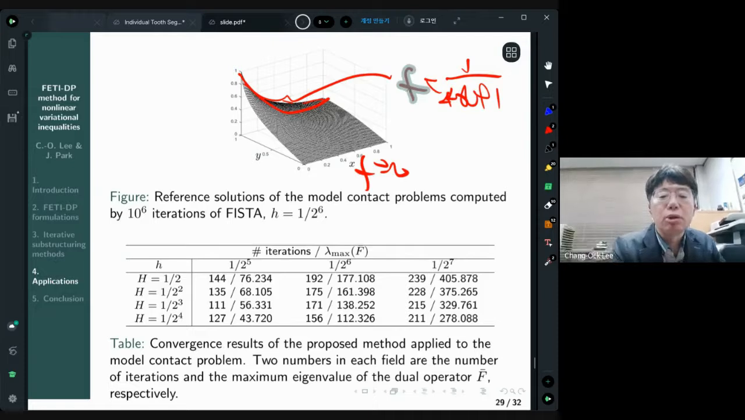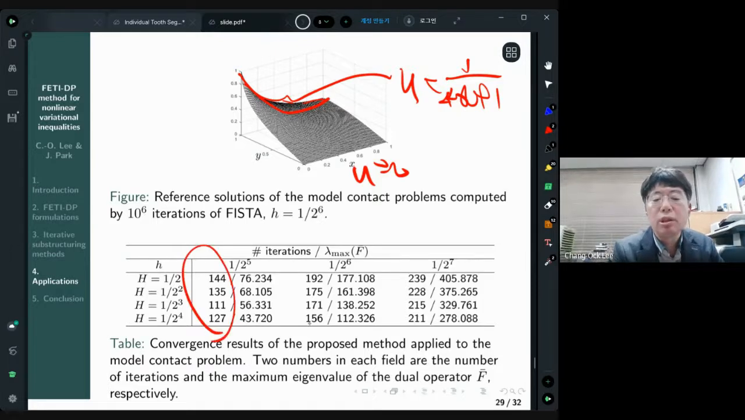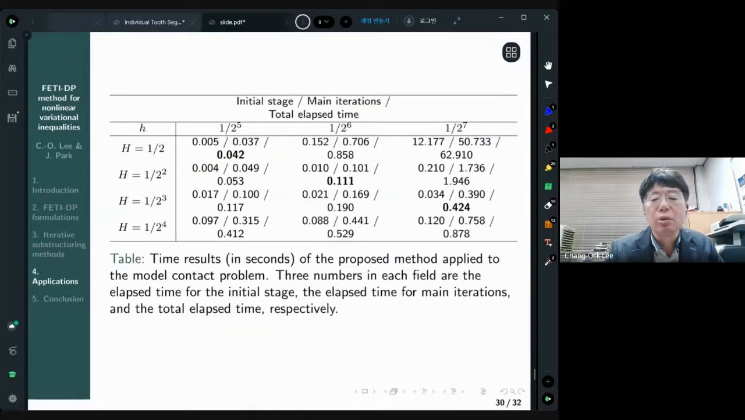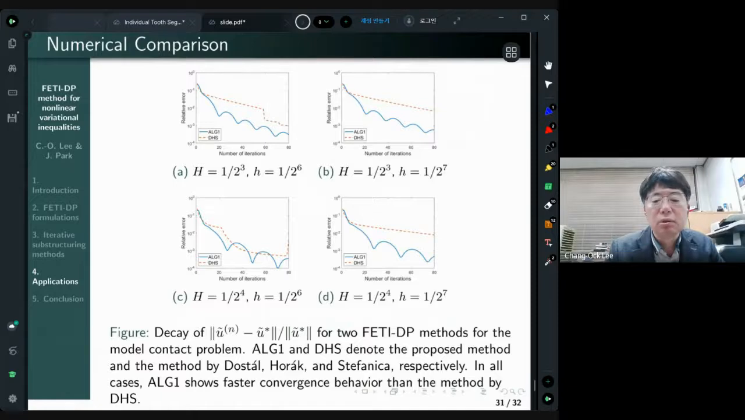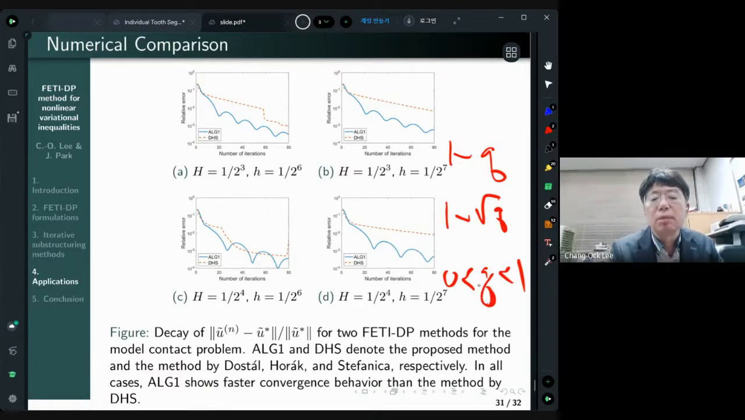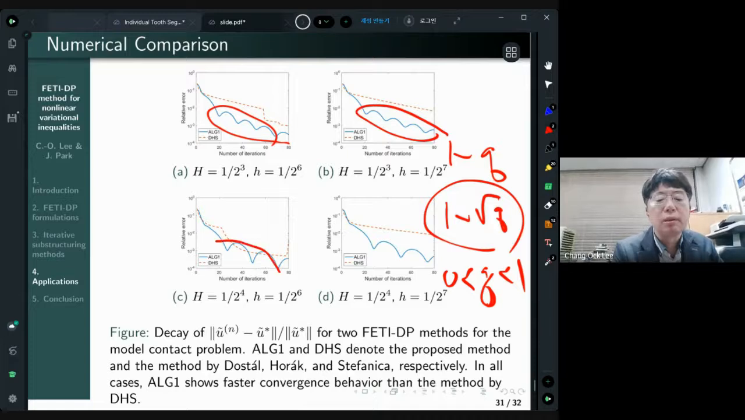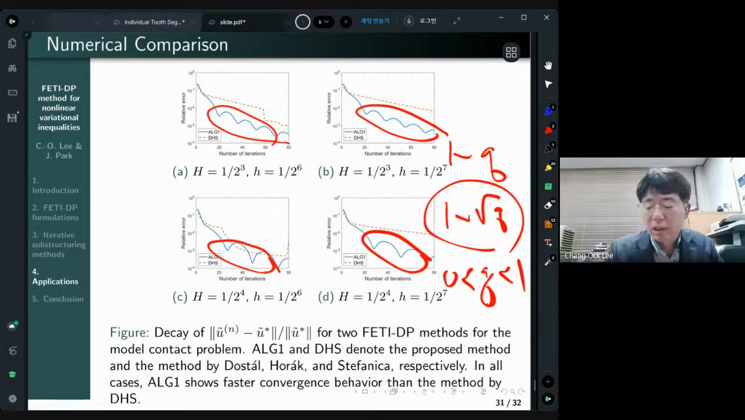Yeah, so you can solve these problems. This shows some iterations for several h and small h, capital H, and we can solve it very quickly using parallel computers. This is also the numerical comparison with previously existing works. In existing works, the convergence rate is 1 minus q, and in our case it's 1 minus square root of q, and since q is between 0 and 1, it's much better. It shows this for several small h and capital H.